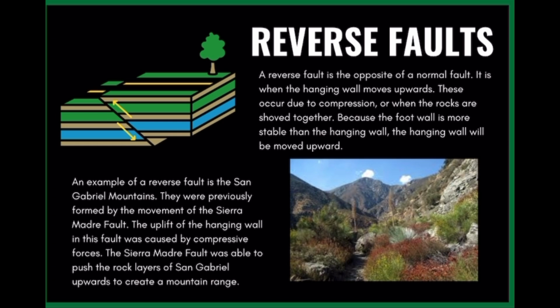An example of a reverse fault is the San Gabriel Mountains. It was caused by the compression of the Sierra Madre Fault. It was able to push the rock layers of San Gabriel upwards to create a mountain range.